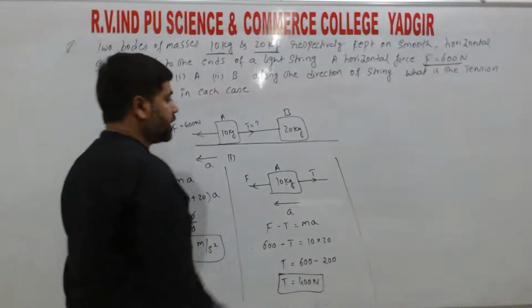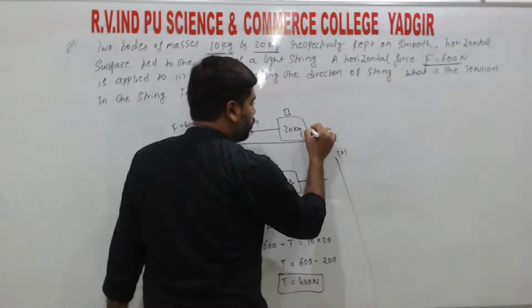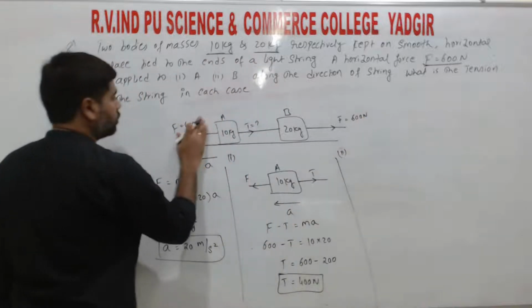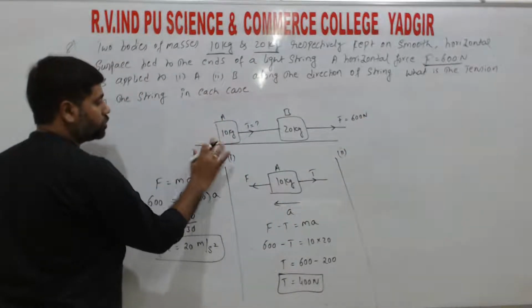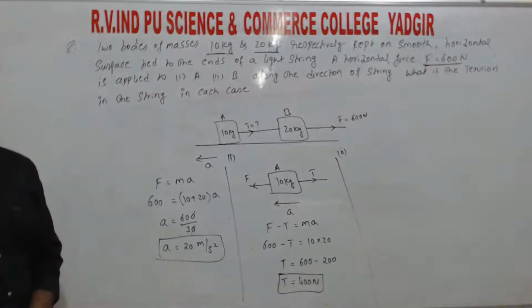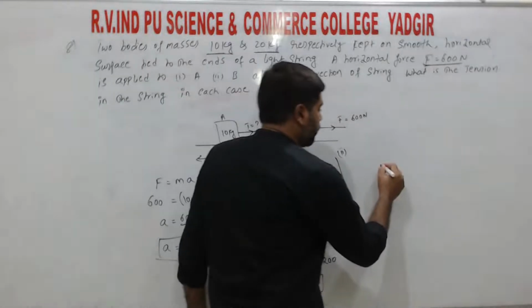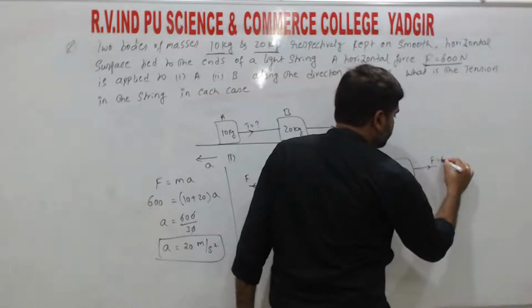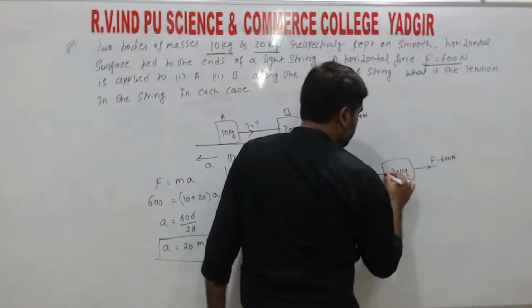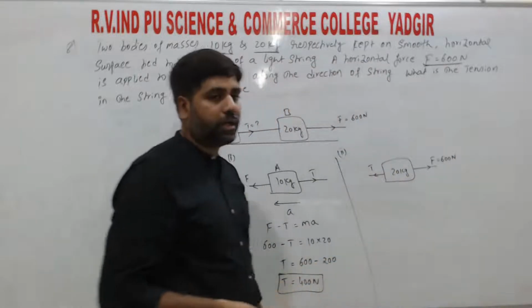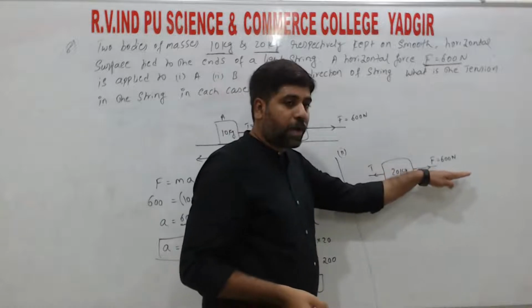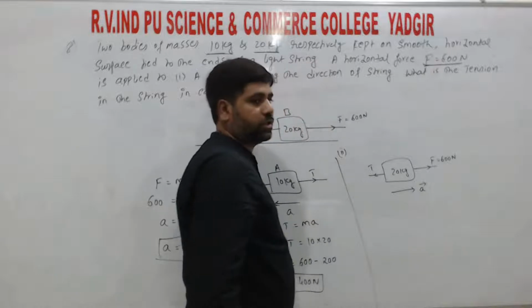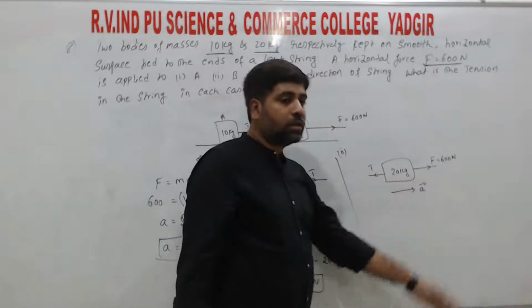So in the next, second case, the force is applied to B. So here F is equal to 600 Newton. Here we do not have any other force, right? So again by using the free body diagram, here it is 20 kg. So force F is equal to 600 Newton. So here is the tension T. If the force is applied in this direction, in which direction will the acceleration be? The acceleration is in the same direction as the force.